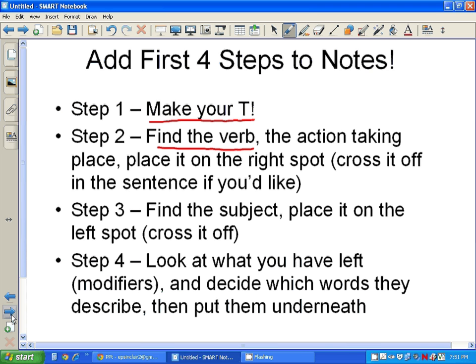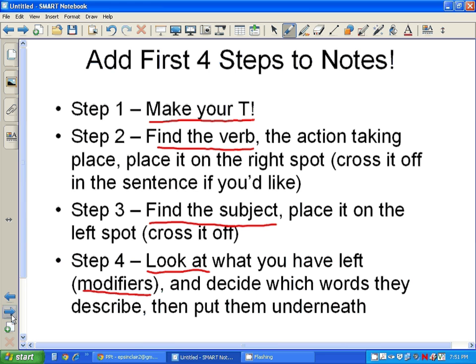Step 3 is find the subject. As before, if the sentence is "guys run," you find the verb is run. Who or what runs? Guys. And you find that subject, you put it to the left. Step 4 is look at what you have left and decide which words they describe and then put them underneath. These are going to be your modifiers. All right. Go ahead and pause that if you need to and make sure you have these written down.